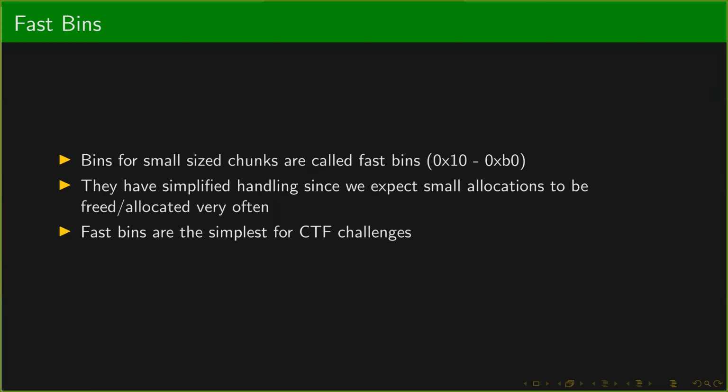And in fact, there are some bins called fast bins in the heap, which are for really small chunks, so size 0x10 to 0xb0. The idea is that allocations of small size are made very frequently. So we want the free list lookup code to be really simple and really fast. And because it's really simple and really fast, it's easy to exploit for CTFs because the code is pretty simple.